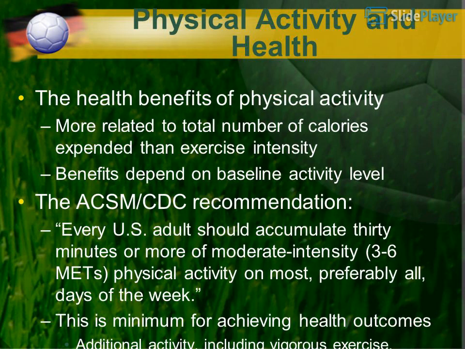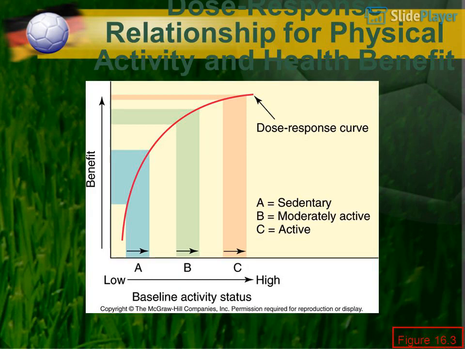Physical activity and health. The health benefits of physical activity are more related to the total number of calories expended than to exercise intensity. Benefits depend on baseline activity level. The ACSM/CDC recommendation: every U.S. adult should accumulate 30 minutes or more of moderate-intensity physical activity, 3 to 6 METs, on most, preferably all, days of the week. This is the minimum for achieving health outcomes. Additional activity, including vigorous exercise, provides additional benefits. Dose-response relationship for physical activity and health benefit.